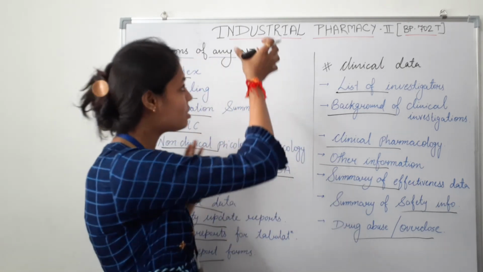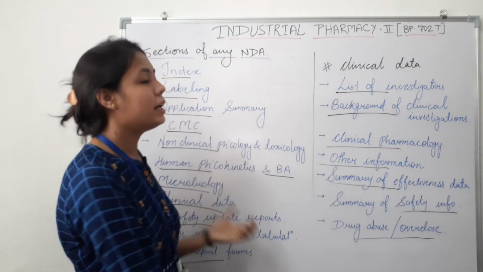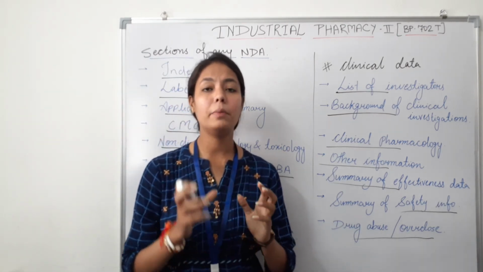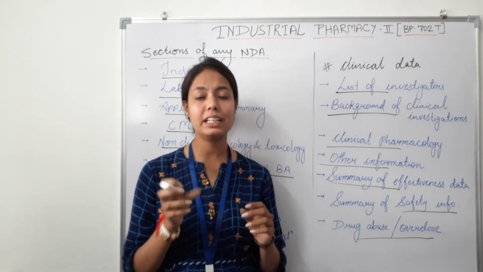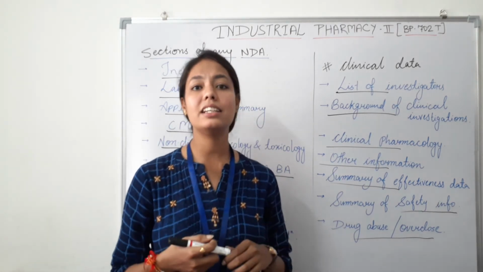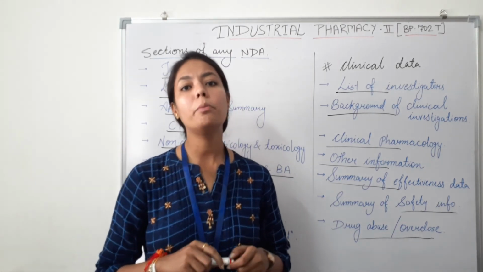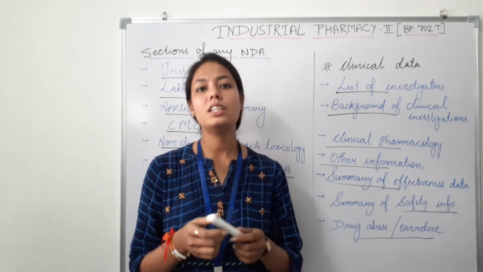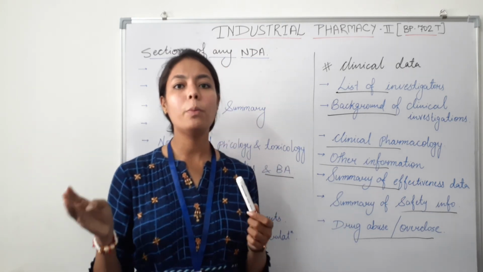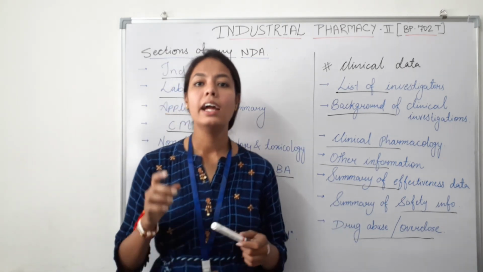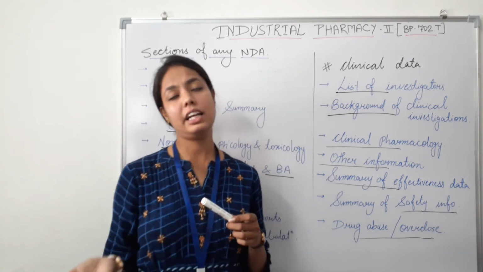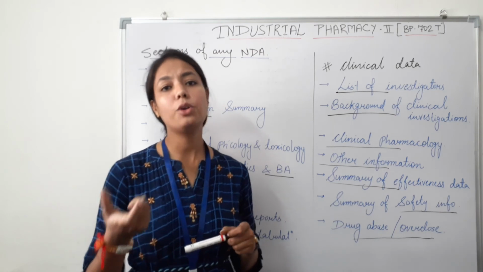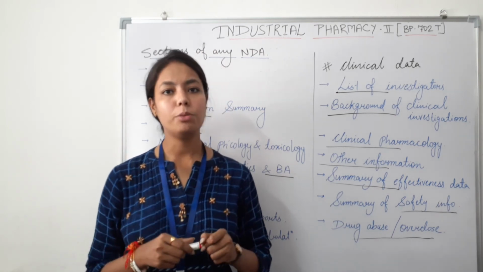For the ease of this NDA application, ICH has developed a common technical document, also called CTD. CTD is a common technical document to streamline regulatory submission in the three major regions across the globe, that is Europe, the United States and Japan. It includes data related to clinical as well as non-clinical studies, and data related to the manufacturing of the drug.